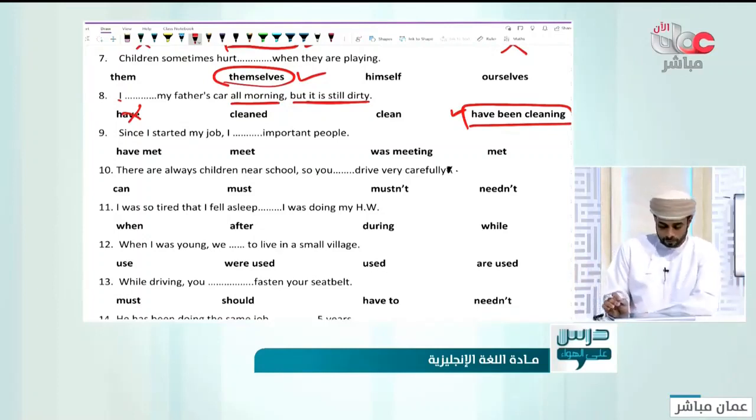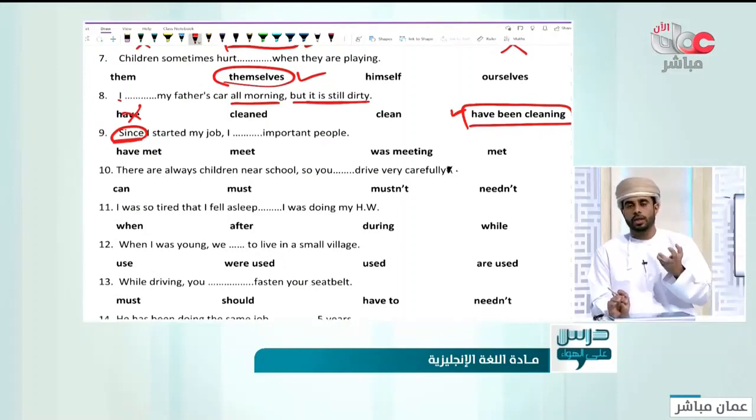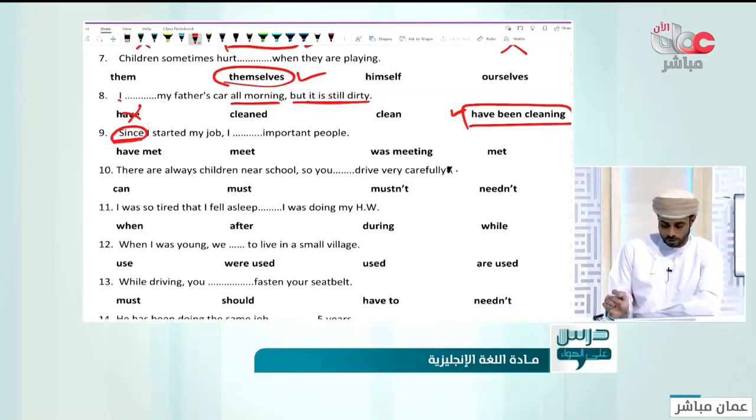Good. Nine. Since I started my job, I have met important people. Okay, "since" is really important in here. It gives you a clue about the tense you are going to use. So we say that sometimes we use since and for. With which tense? Exactly, with the present perfect. Which one of those is present perfect?